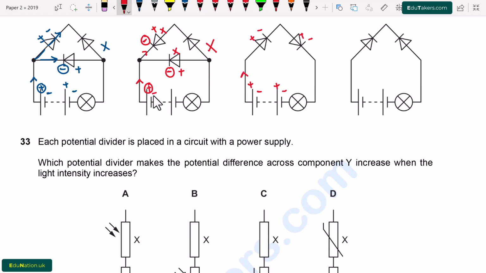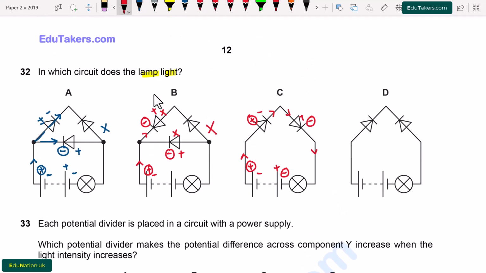I suppose current flows in this direction. The positive is connected with the positive. The current flows here. But the negative is also connected with the negative. Current also flows here. Option C is correct. This is the correct diagram.